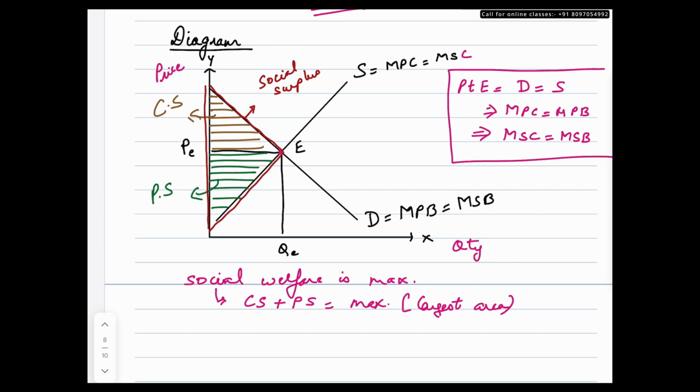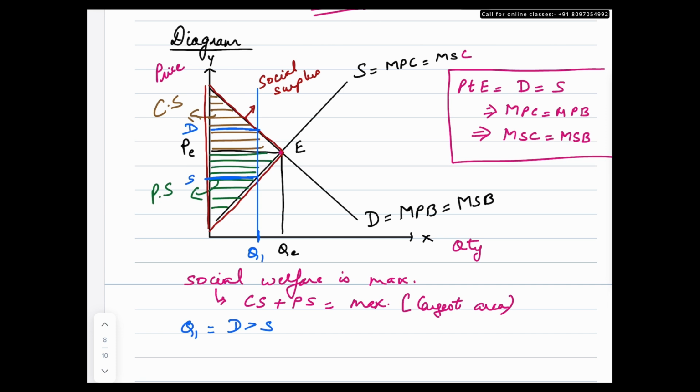Now let us say the quantity changes from QE to Q1. Let us say the quantity becomes Q1. Okay. Now at Q1, what do we see? This is where the supply is, and this is where the demand is. Correct? There's a disbalance between the demand and supply situations. What do we see here? At Q1, I'll write it over here. At Q1, what happens? Demand is greater than supply.